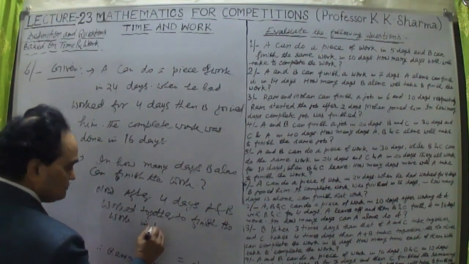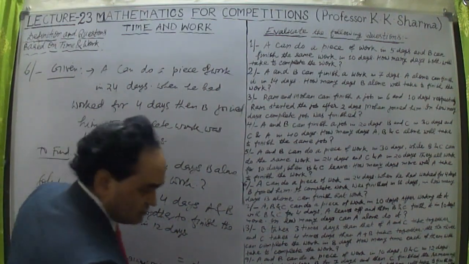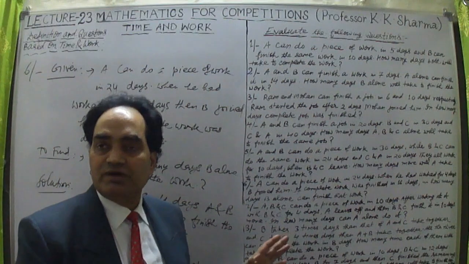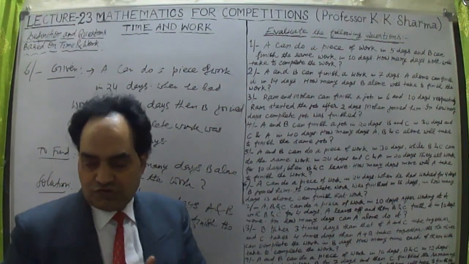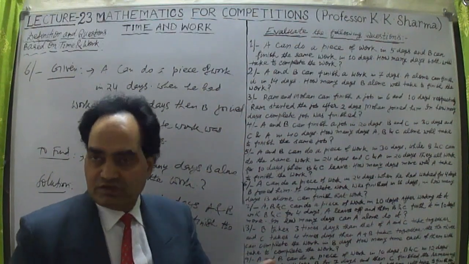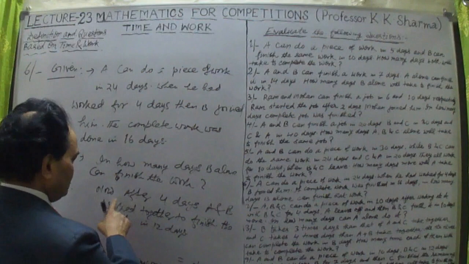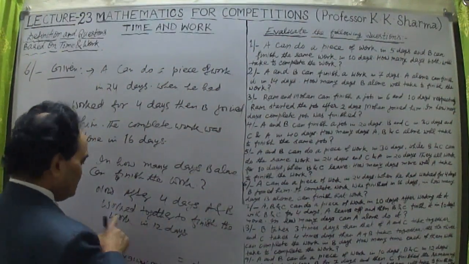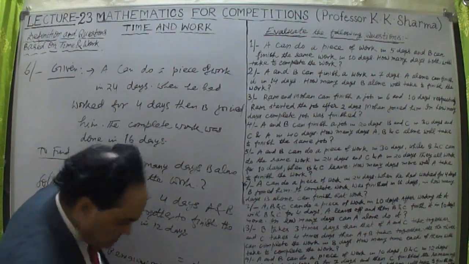In 12 days. The number of days now remaining is 12, because for 16 days the complete work is completed by them. For 4 days A has already worked, so 12 days remain. So for 12 days, after 4 days, A and B worked together to finish the work in 12 days. So the remaining work is this.